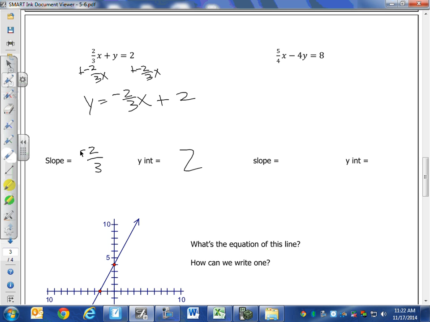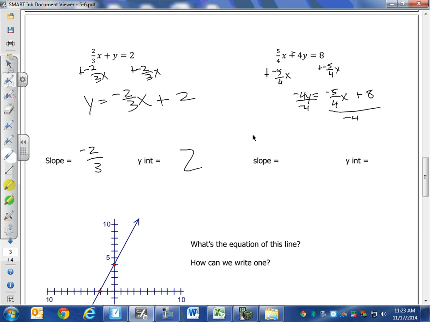All right, let's walk through this one. Everybody watch, because 2/3 of you got this wrong. Add the opposite to get rid of the 5/4 x. That leaves a negative 4y, which is equal to negative 5/4 x plus 8. Hopefully, so far, so good. Step 2 is to divide by negative 4. Now, we're dividing everything by negative 4. Make sure that negative doesn't disappear on you.